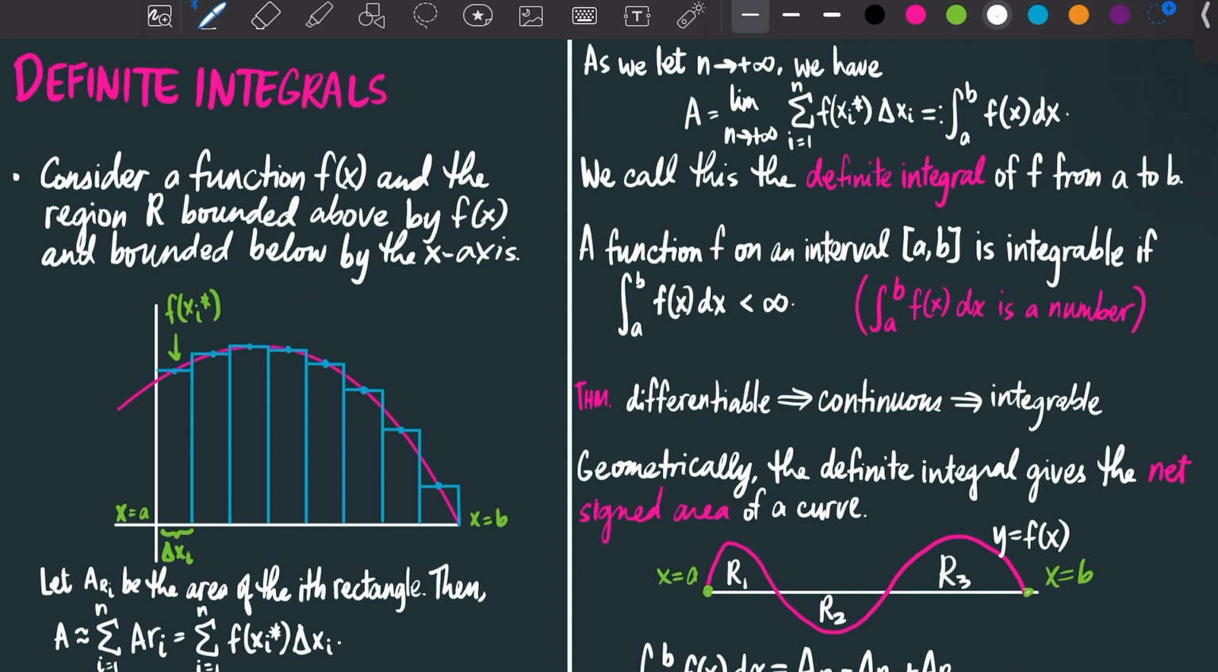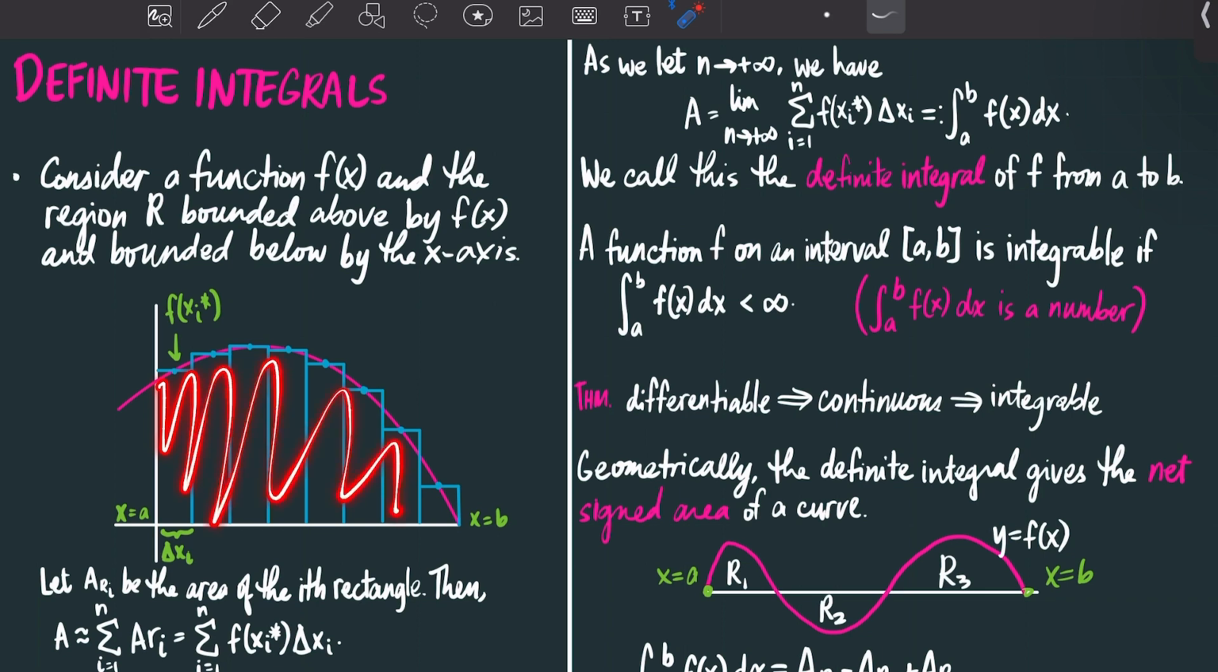So let's start. Let's consider a function f of x, which is this pink one here, and the region R bounded above by f of x and bounded below by the x-axis. Ang gusto nating gawin is i-identify kung ano yung area under this curve.